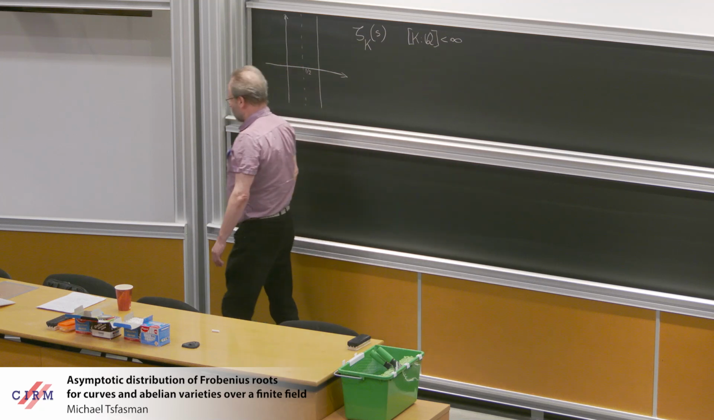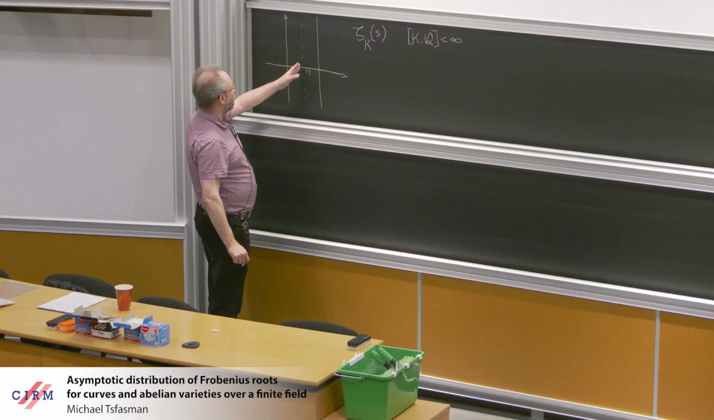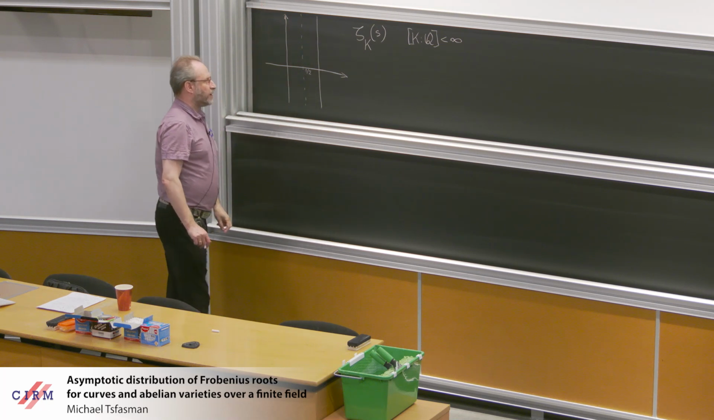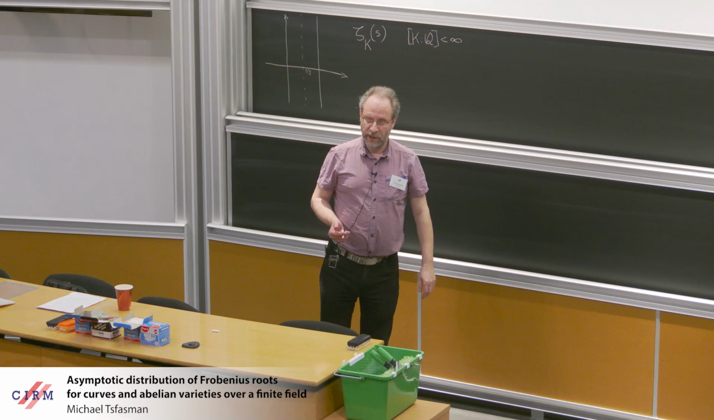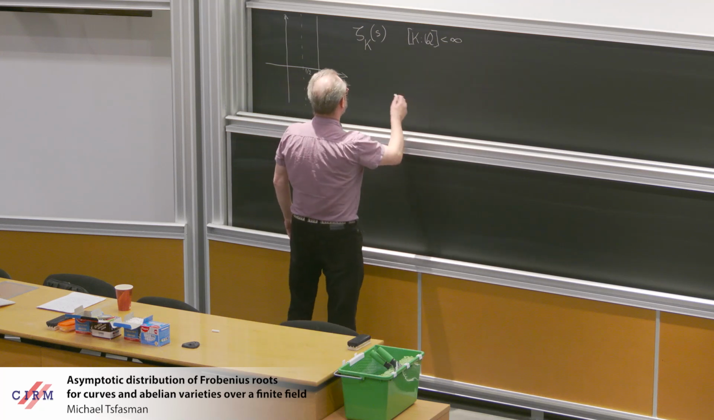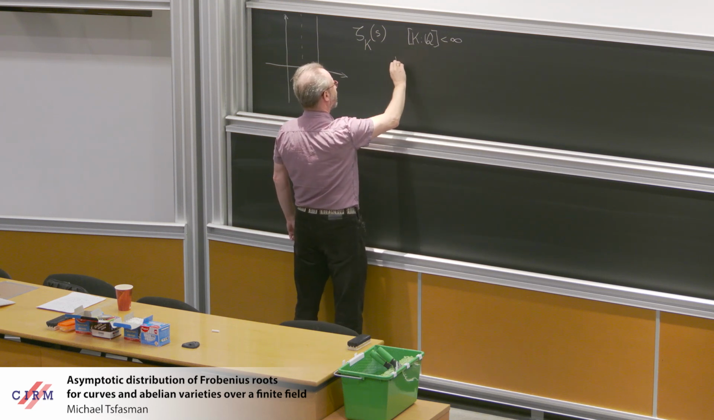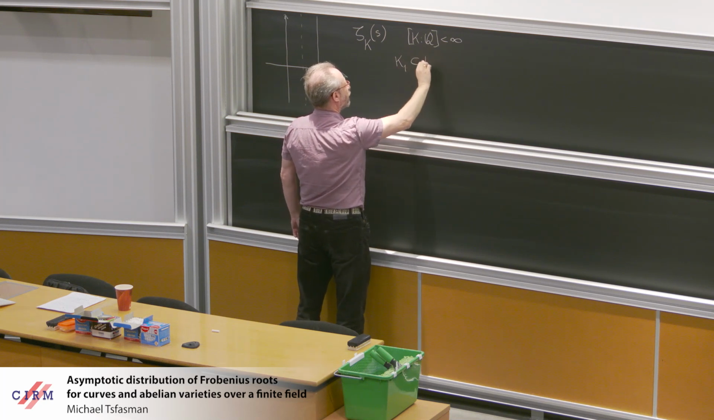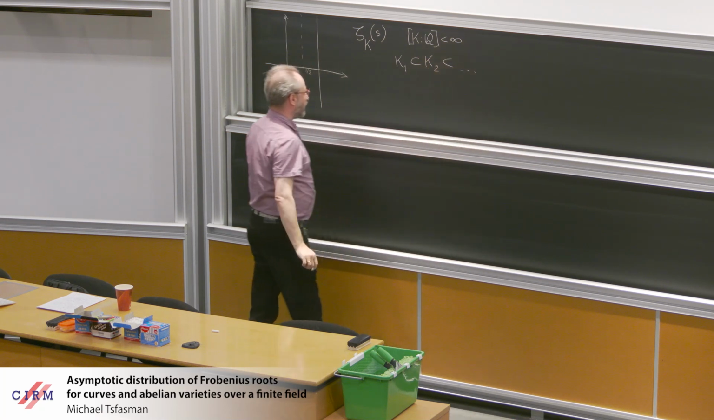Now people who study classical zeta function usually ask how many zeros are there in some interval and what happens when the vertical line tends to infinity. And I'm interested also in asymptotics, but in a quite different asymptotics. So for me, it's the field k that varies. And so I have some field k1, then a larger field k2, and so on. So this goes to infinity.